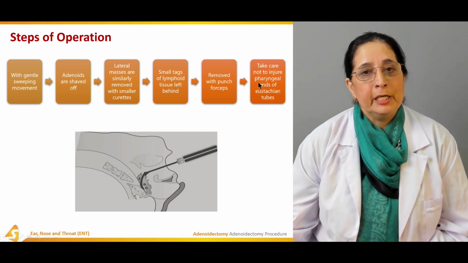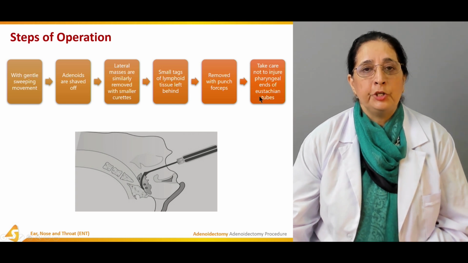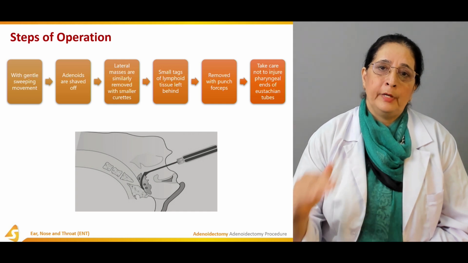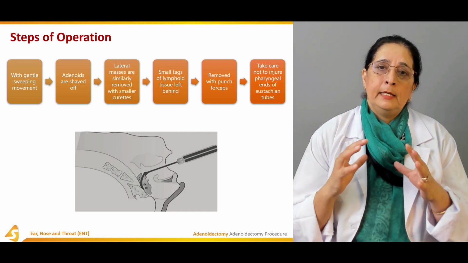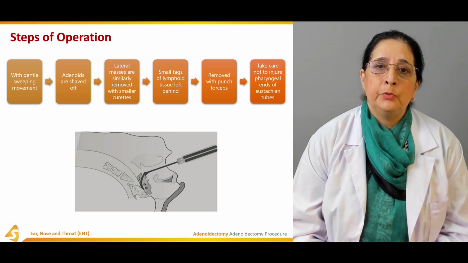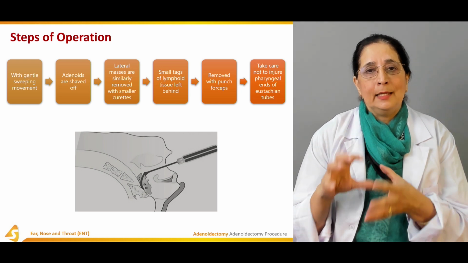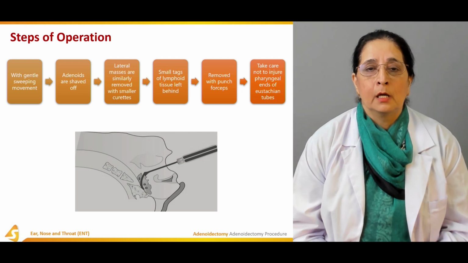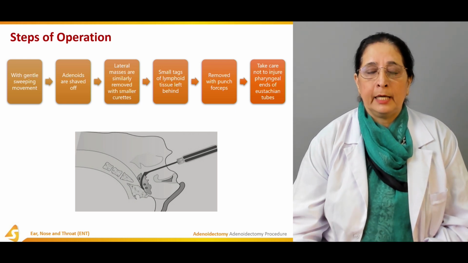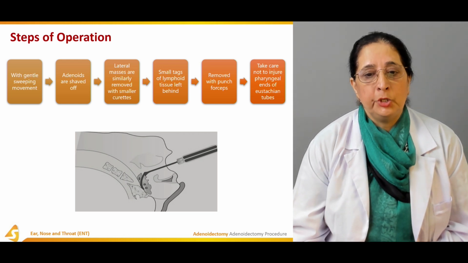Take care not to injure the pharyngeal ends of the eustachian tubes, which connect the throat with the middle ear. The nasopharyngeal end of the eustachian tube is very close to the adenoids. That's why enlarged adenoids can cause obstruction of the eustachian tubes also. So we need to look very carefully for the end of the eustachian tube.